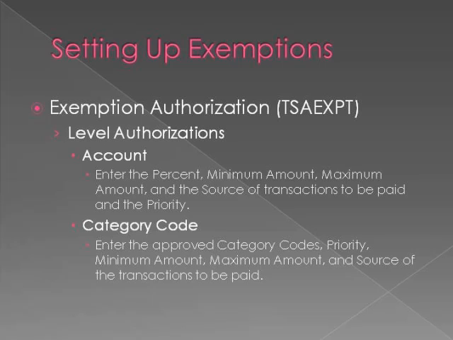Okay. You also have the various levels of authorization. You have your account level authorization, which is very similar to your third-party account level authorizations, in that you have your percent, your minimum amount, your maximum amount, and then the source of the transaction that will be paid, and then the priority of that particular level authorization. Then you also have your category code, which is your approved category codes, priority, your minimum amount, maximum amount, and then the source of that transaction that will be paid.